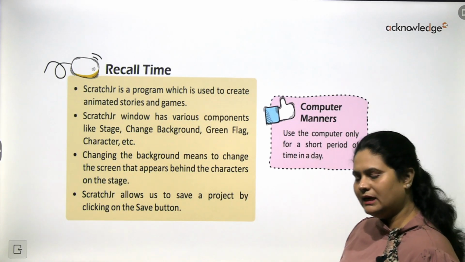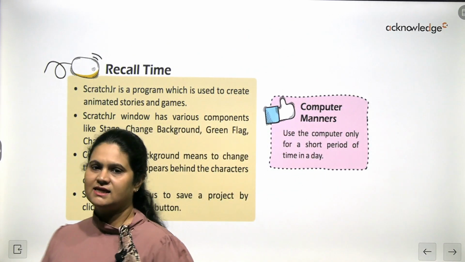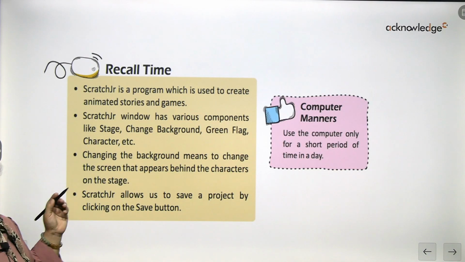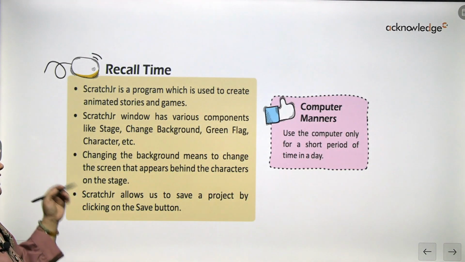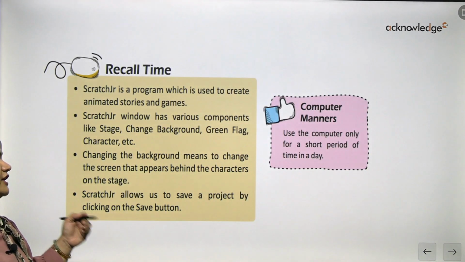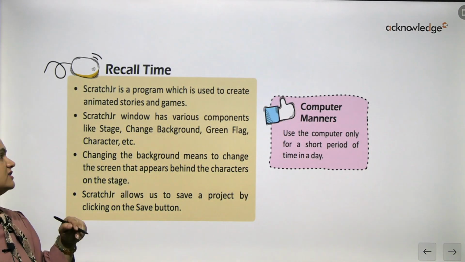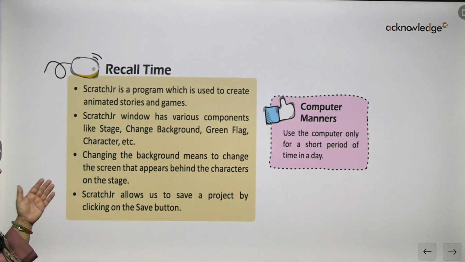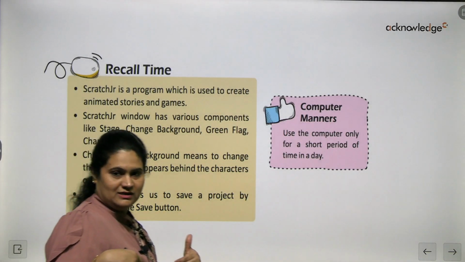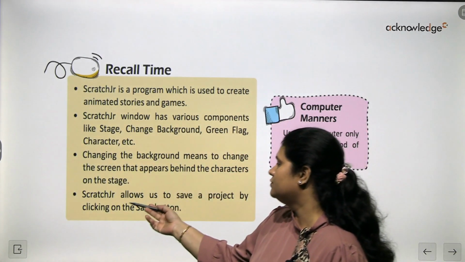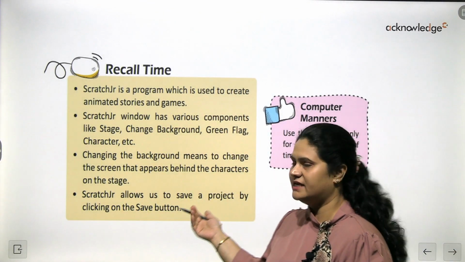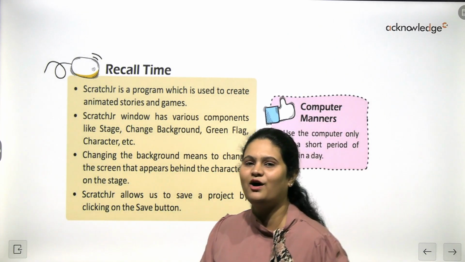So let us now quickly recall everything we have done in this class. Now ScratchJr is a program which is used to create animated stories and games. The ScratchJr window has various components like stage, change background, green flag, character, etc. Changing the background means to change the screen that appears behind the characters on the stage, and ScratchJr also allows us to save a project by simply clicking on the save button. Right, children? Is it clear to all of you?